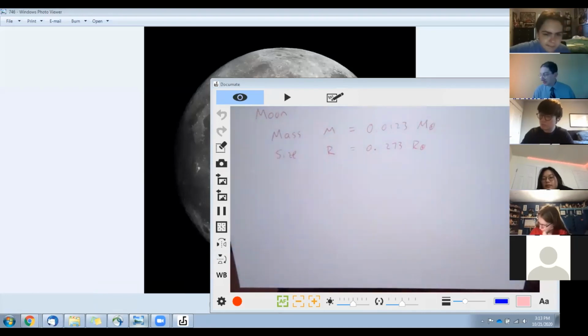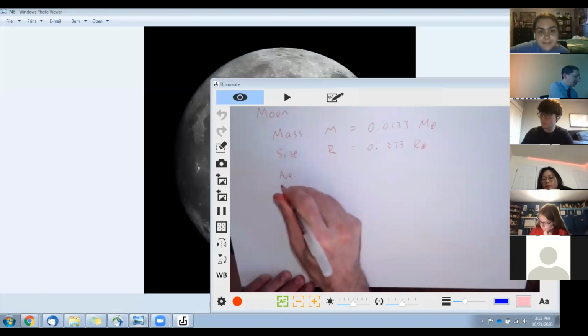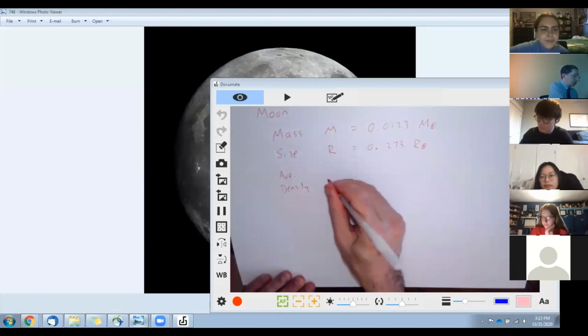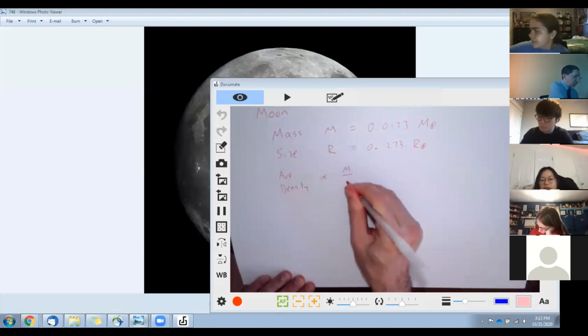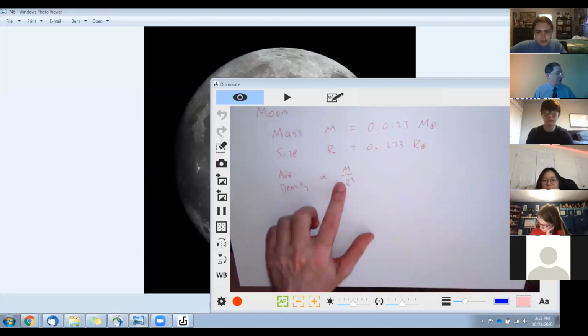Okay, and so there are 3 things that we can calculate right away from this. The first is the average density, which is proportional to mass over radius cubed. We did average density calculations in lesson 5. And again, this is a ratio approach. So as long as we do it in terms of a comparison object, we don't have to worry about the constant of proportionality.